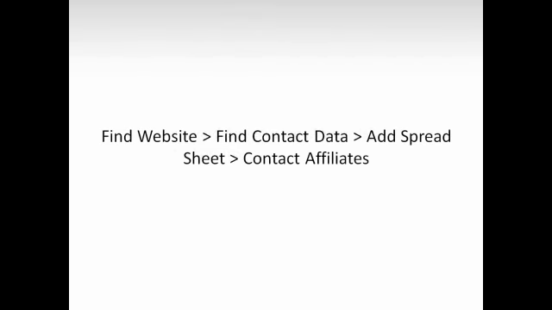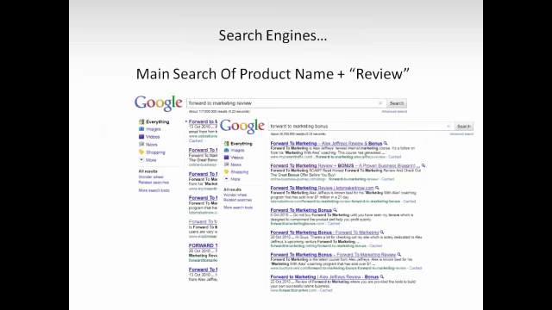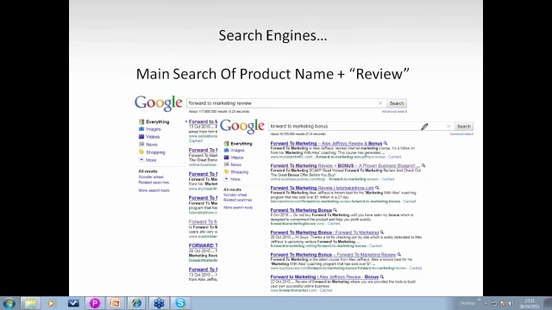So what we need to do is pretty simple. Let's just break it down like this. We need to find the websites, we need to find people's contact data, and we need a spreadsheet to add the data to, and then we want to contact the affiliates in bulk. So let's look at this. Let's look at search engines at the moment.